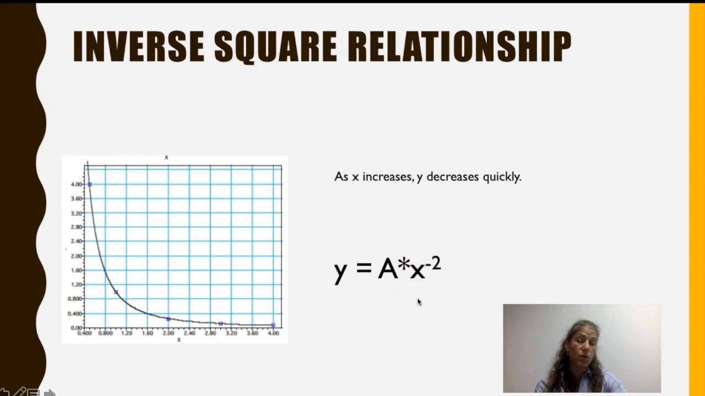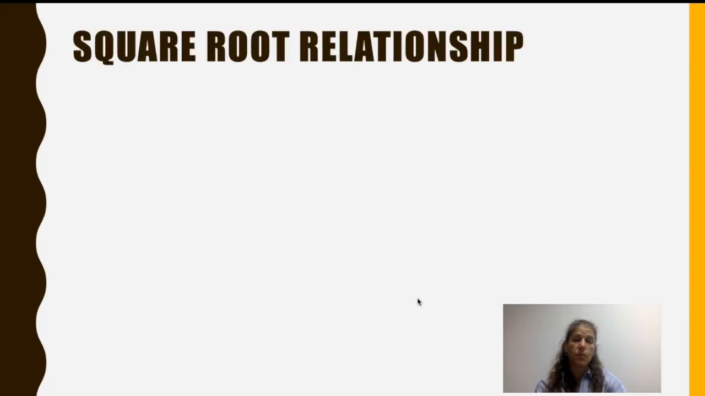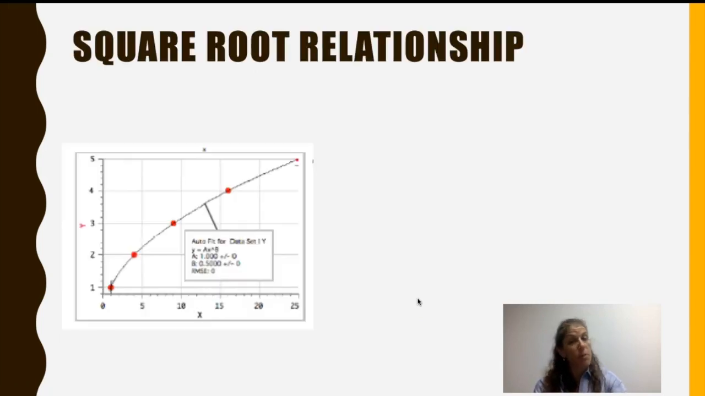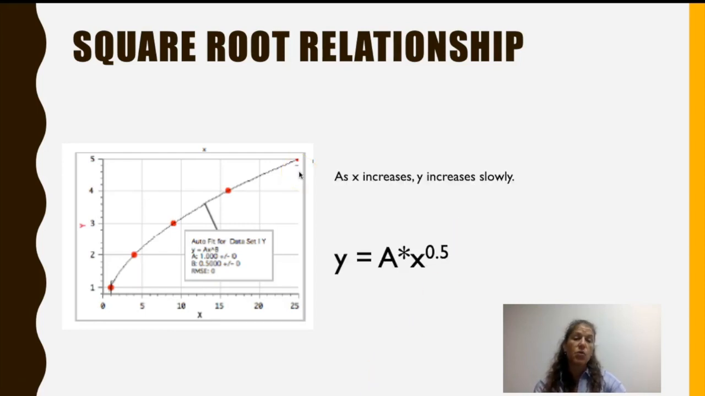So in physics, these are pretty common relationships. Square root relationships come up occasionally. It's x to the half power. That means square root.